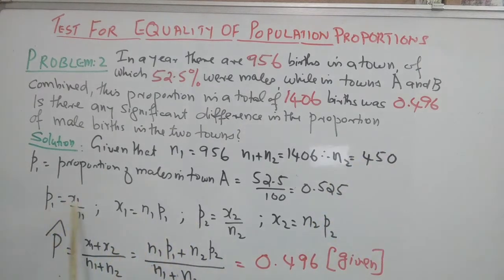We know that P1 is equal to x1 by n1. Therefore, x1 is equal to n1 P1. P2 equals x2 by n2. Therefore, x2 is n2 P2. Then P estimate is x1 plus x2 by n1 plus n2. Here we use its mathematical interpretation, that is n1 P1 plus n2 P2 by n1 plus n2, that is 0.496. That is given. So we need the value of P2, which is to be derived from the given information.